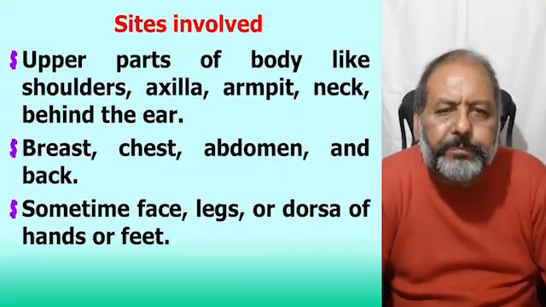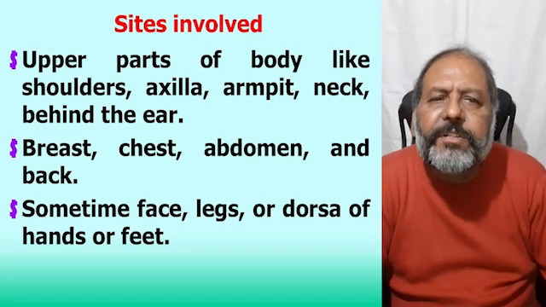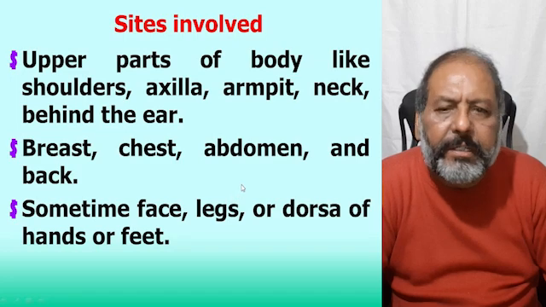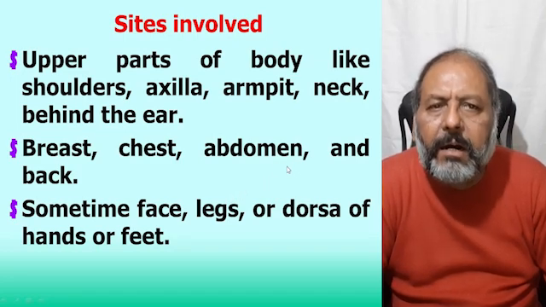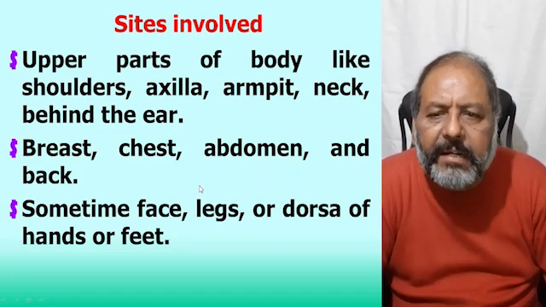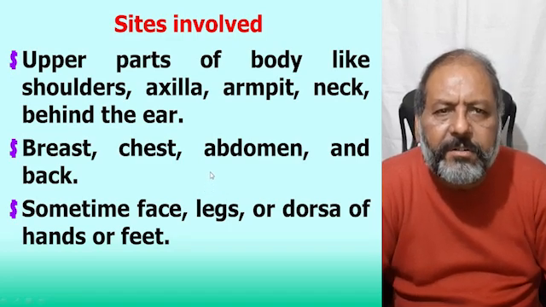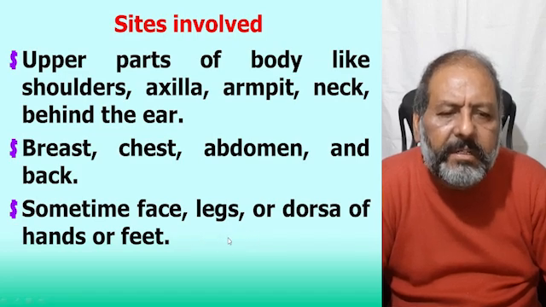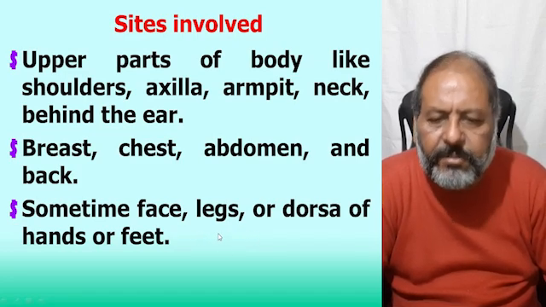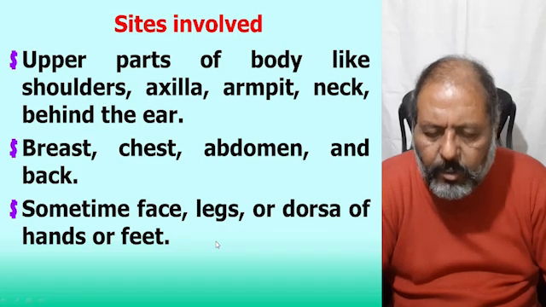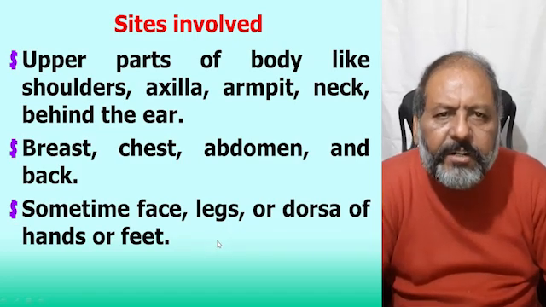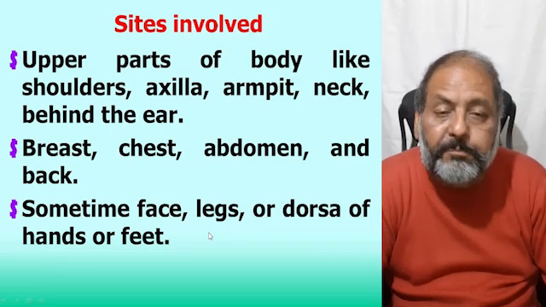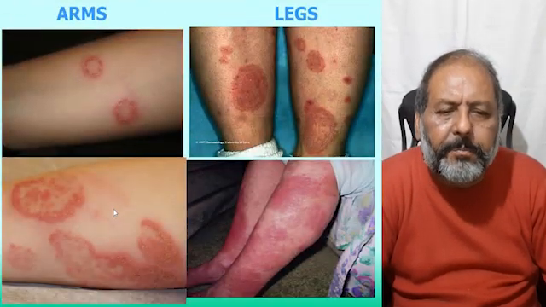Now, the sites which are mostly involved in tinea corporis are the upper parts of the body like shoulders, axilla, armpit, neck, behind the ear, breast, chest, abdomen, and the back. Sometimes the face, legs, or the dorsum of the hands or feet are involved, but they usually have different names as these are not precisely included in tinea corporis.